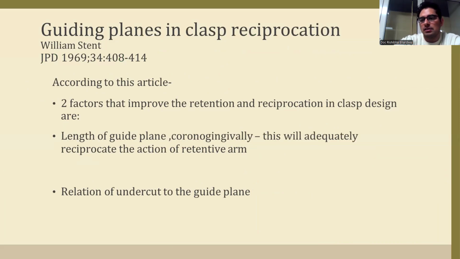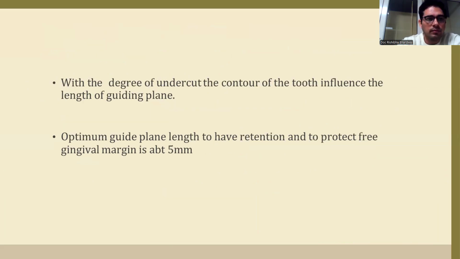Guide planes in the clasp reciprocation. According to this article, two factors that improve the retention and reciprocation in the clasp design are the length of the guide plane, coronogingivally, which will adequately reciprocate the action of the retentive arm, and the relation of the undercuts to the guide planes. With the degree of undercuts, the contour of the tooth influences the length of the guide planes. Optimum guide plane length to have adequate retention and to protect the free gingival margin is about 5 mm.